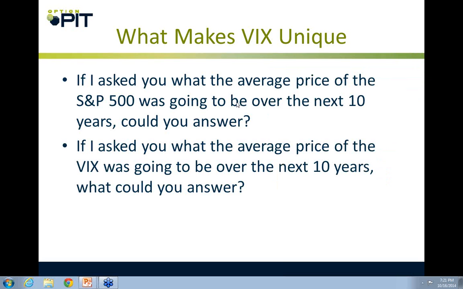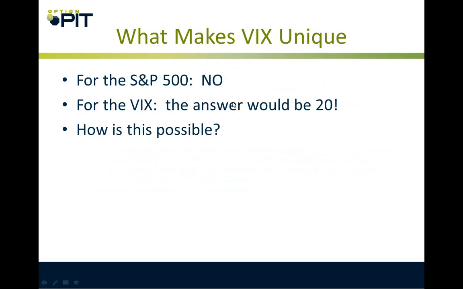Now, if I ask you what the average price of the VIX is going to be over the next 10 years, what would you answer? Well, for the S&P, again, your guess is as good as mine. For the VIX, the average mean over the next 10 years will be right around 20%, plus or minus 1, within a point.